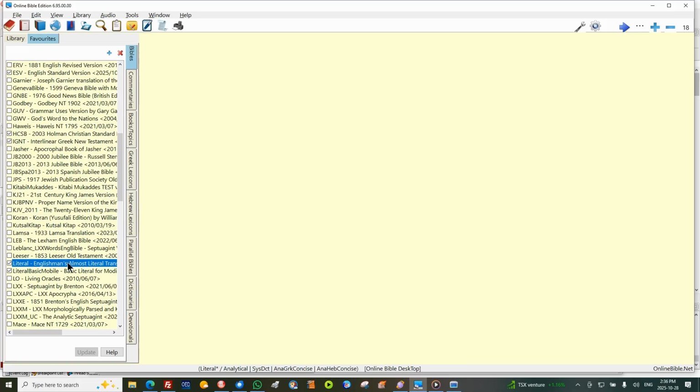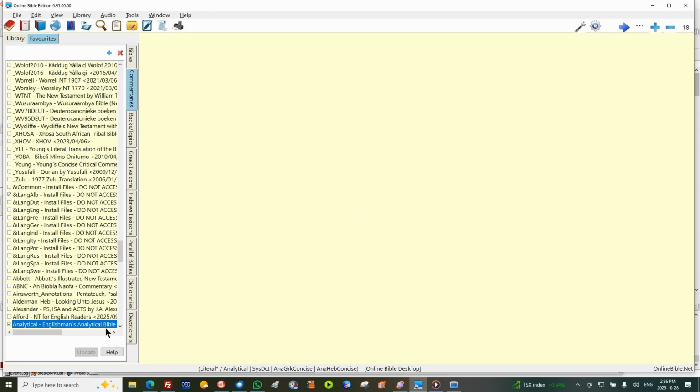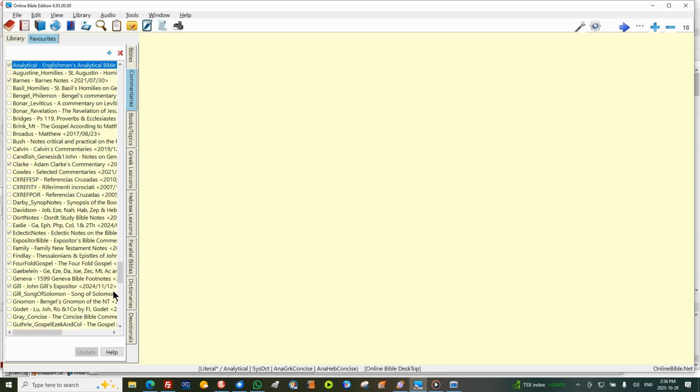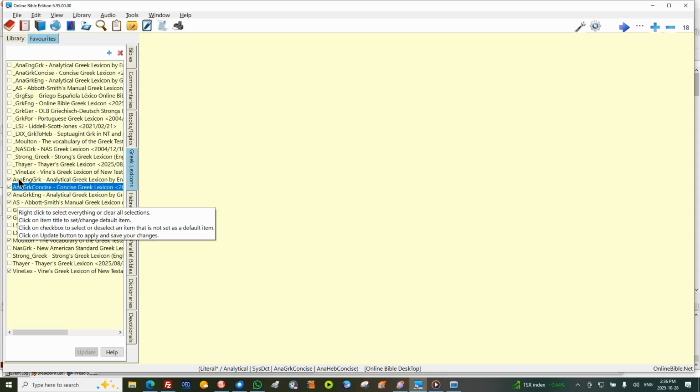For the Bibles, we selected the literal translation, and we made it default by just clicking on the title, like that, and the basic mobile, and I'll explain what those are all about later. For the commentaries, we selected the Analytical Bible, which is very similar to what you had before, and other commentaries. For the Greek lexicons, we selected all the lexicons that come with the Analytical Bible, and we selected the Concise Dictionary as the default.